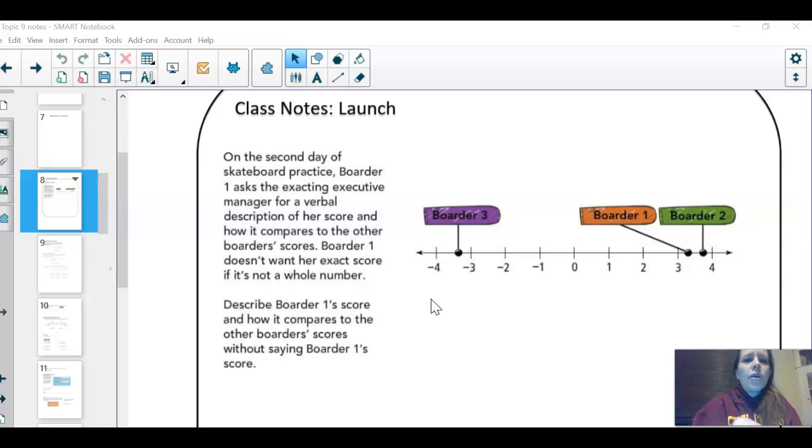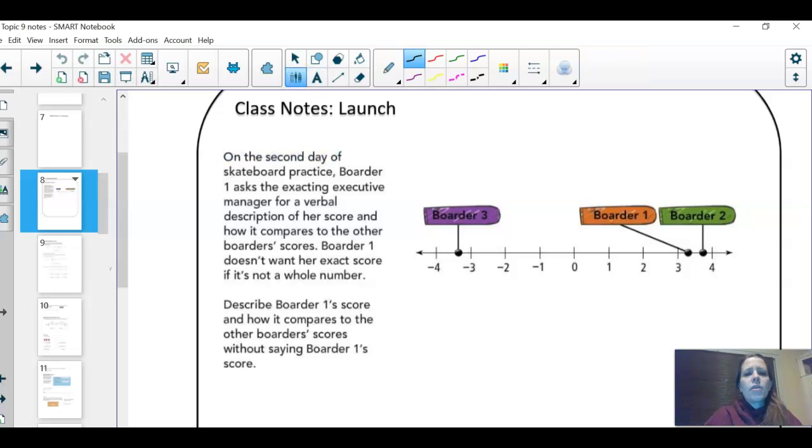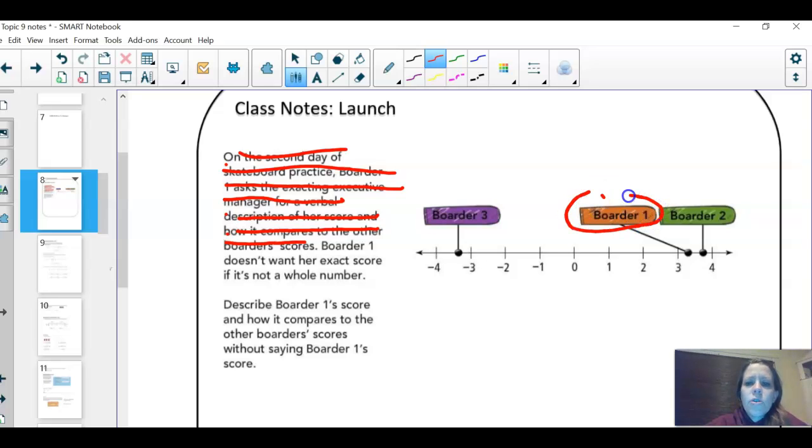It says, on the second day of practice, Boarder 1 asks the exacting executive manager for a verbal description of her score and how it compares. None of that is really that important. Okay, so esta información no es muy importante y entonces yo voy a continuar. Okay, Boarder 1, I'm going to circle Boarder 1 because that is the one that they're talking about. Y yo voy a poner un círculo en este porque la pregunta está hablando sobre persona 1.